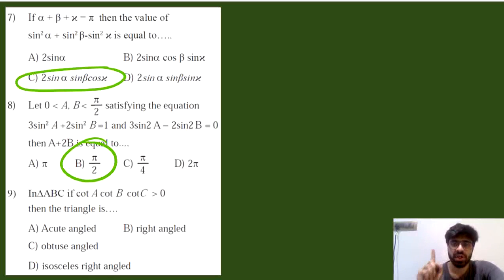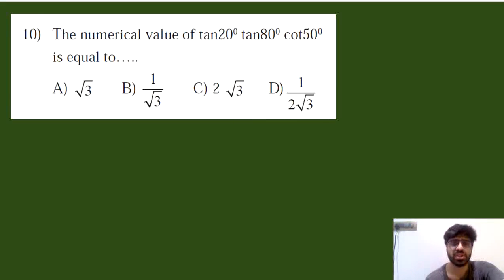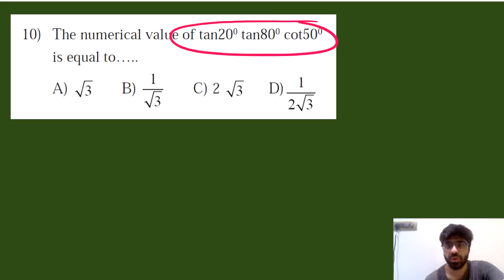Okay, so only a maximum of one can be obtuse, but if one is obtuse, then this would have been negative, which is not the case, and that is why we conclude that all these three angles that are given to us are acute angles. Okay, so the right answer there will be option A. One last question in this video, and it's a good question.